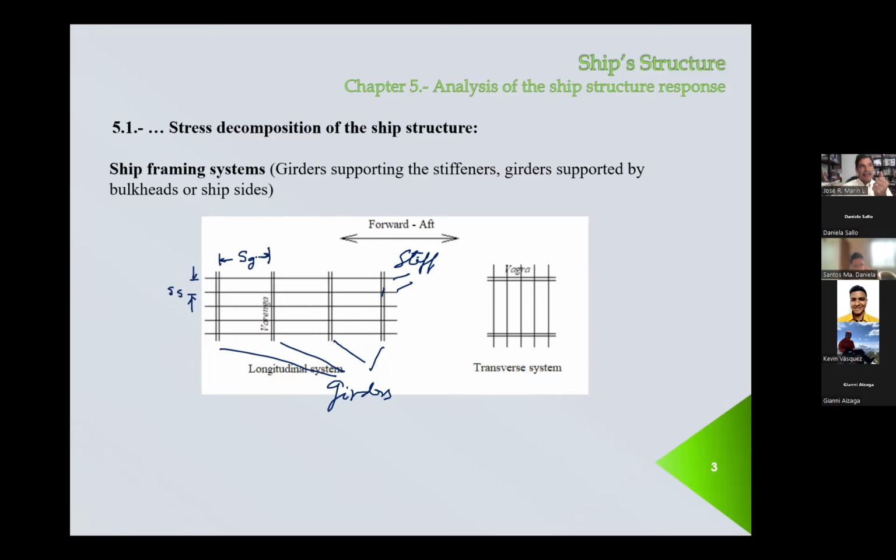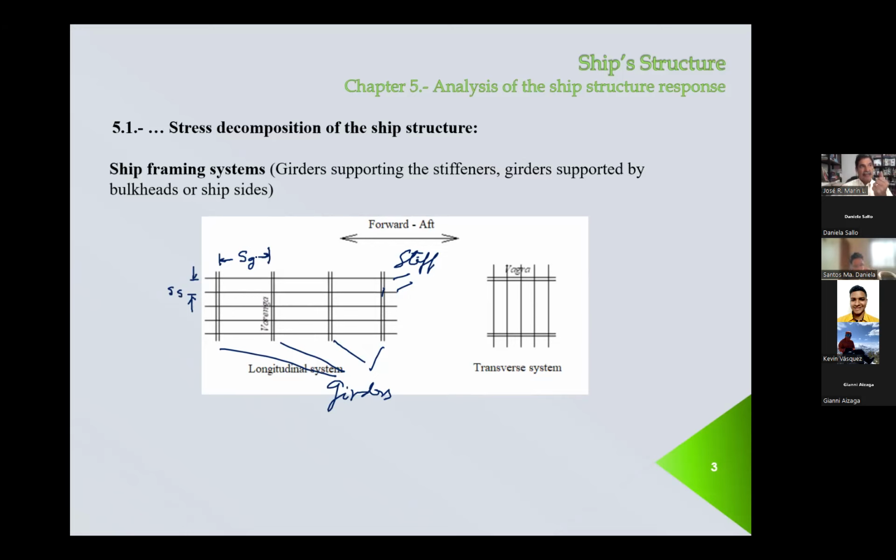Okay? At the end of the girders, since they are stronger, they are receiving the load from the stiffeners. They have to transmit that load to another element. And that's what we see here, to the bulkheads or the ship sides. Now, it's always a good idea that, okay, you have a very strong element and it's connected to another strong element on the bulkhead. So it's a good idea that you learn how this connection is being completed.